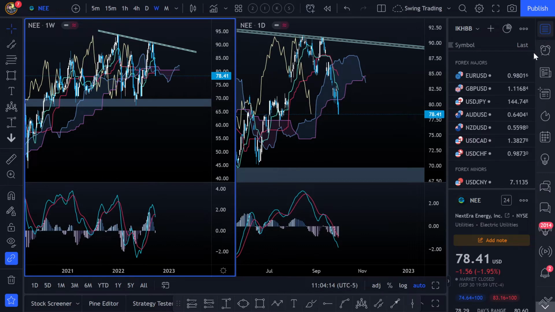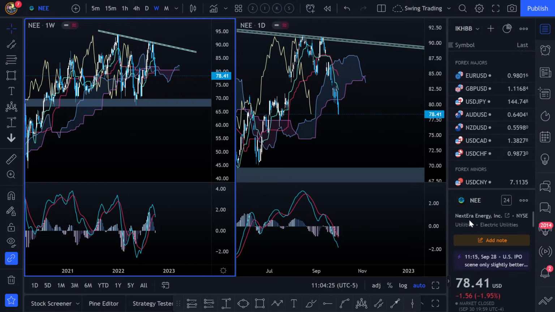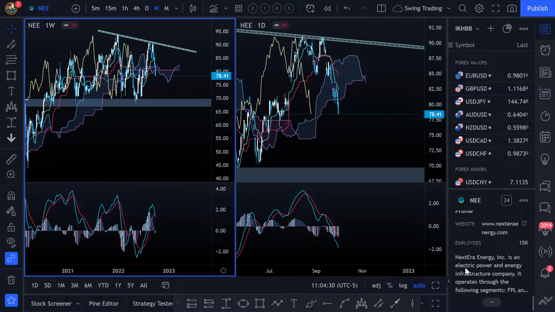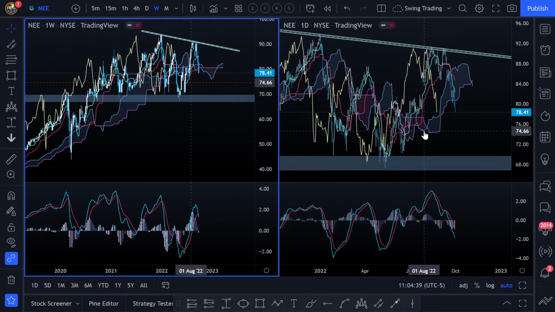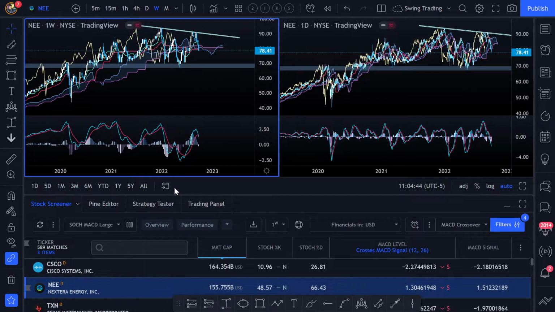So let me take a look at a brief description of this asset because I don't know what it is. NEE, NextEra. It's an electric and energy infrastructure company. Okay, so yeah, that's it for this one.